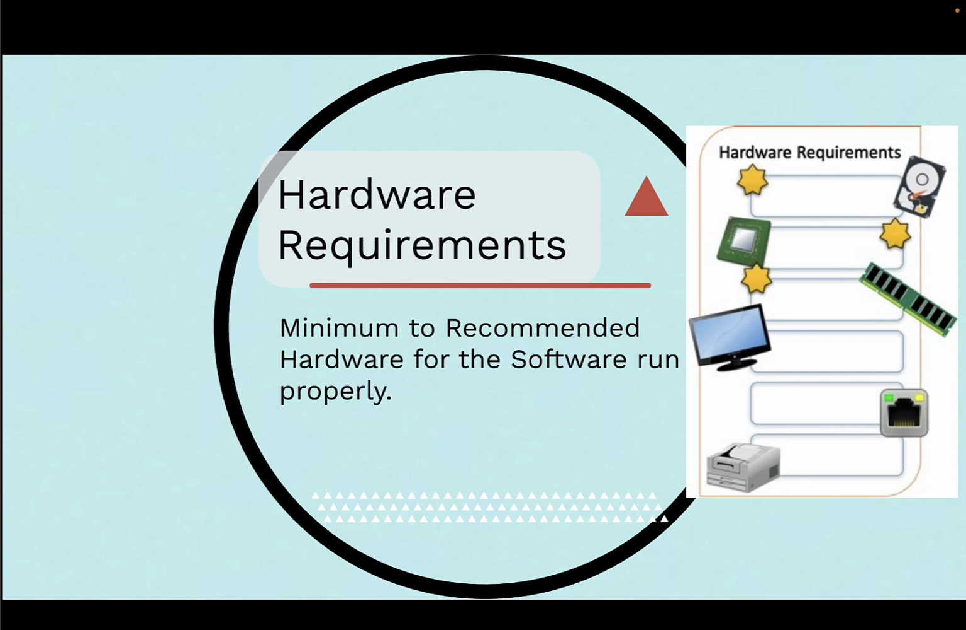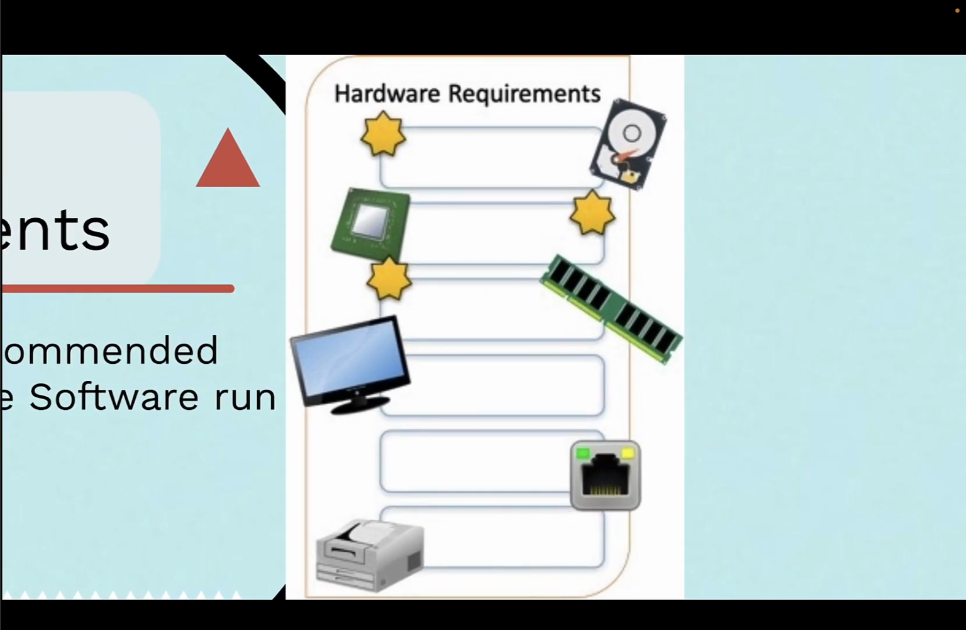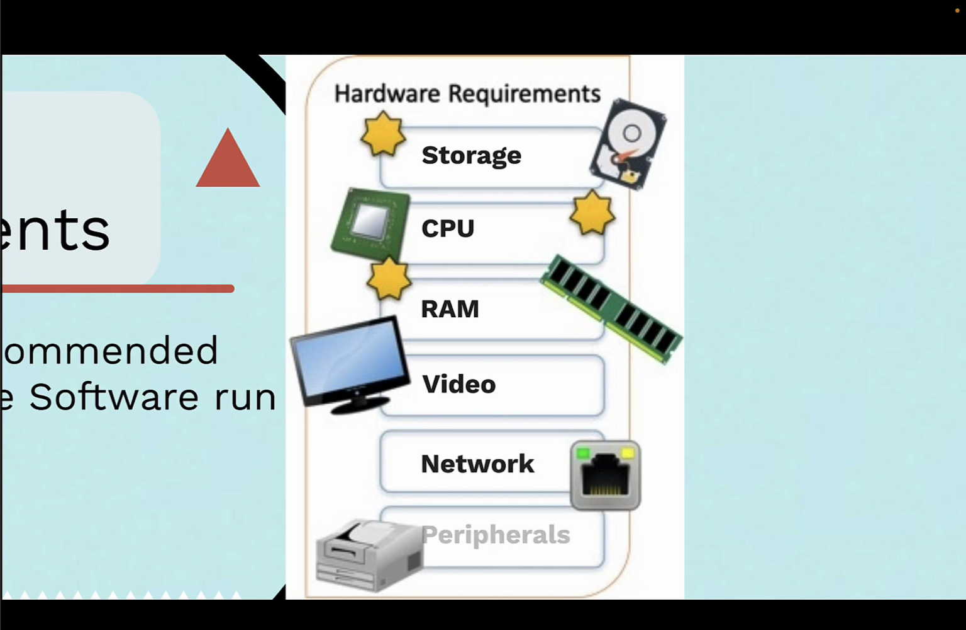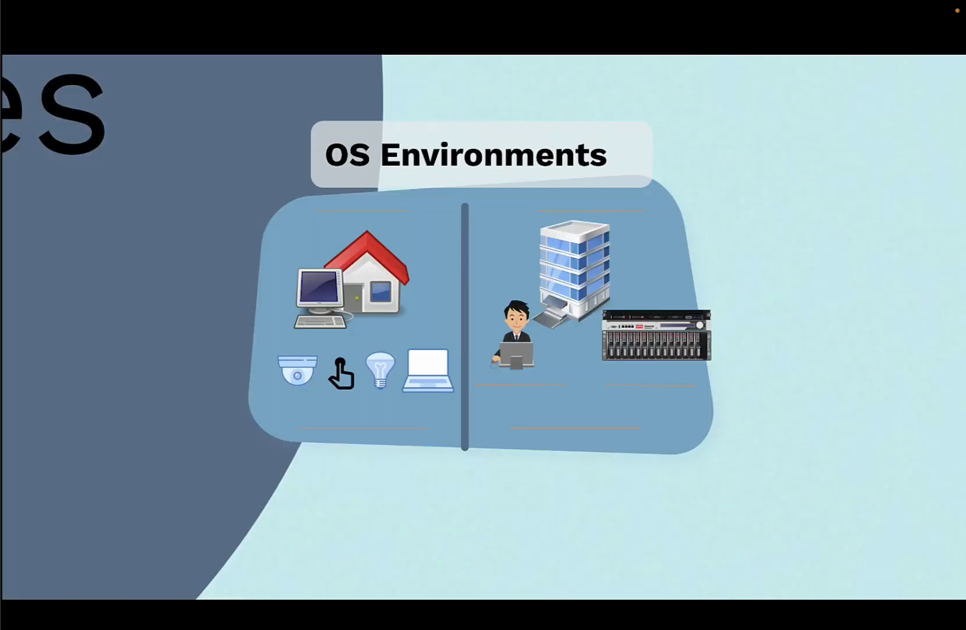Real quick on the hardware requirements, if you notice that a lot of the devices have specific hardware, a lot of software and operating systems require storage, CPU, and RAM. So these are the main components. Other components may require specific video graphics, video resolution, network connections, and other peripherals.